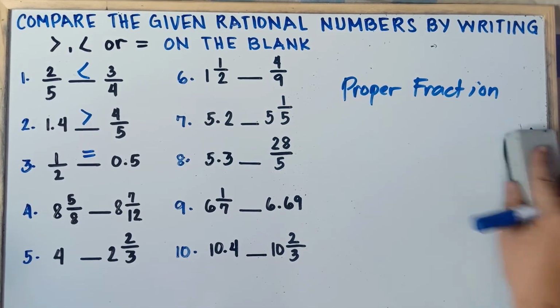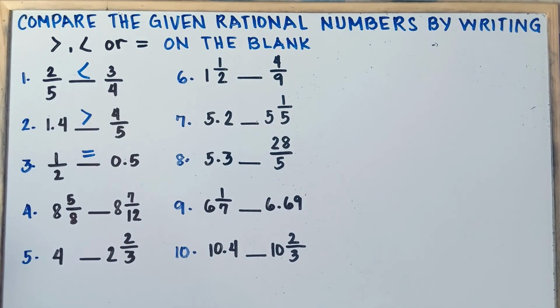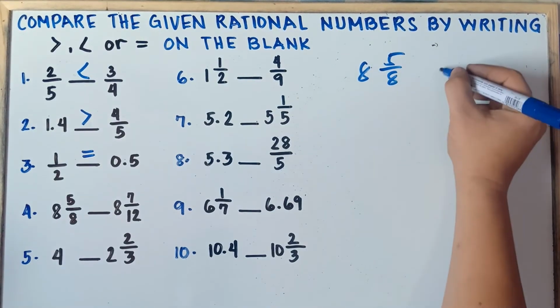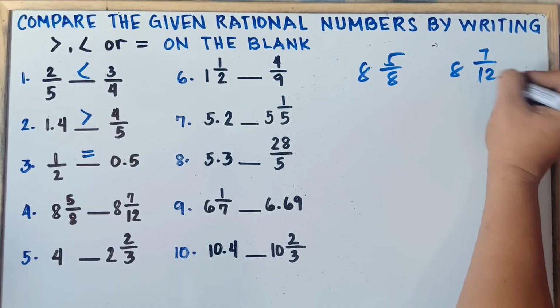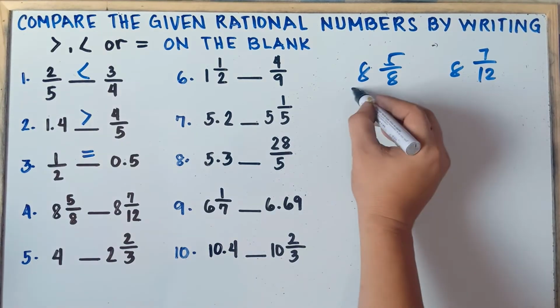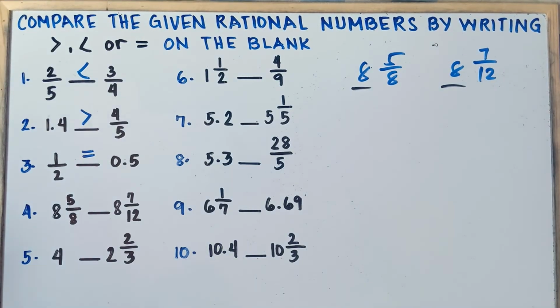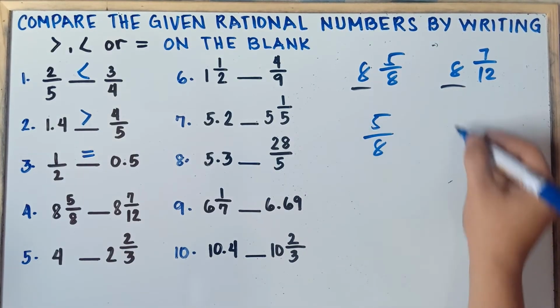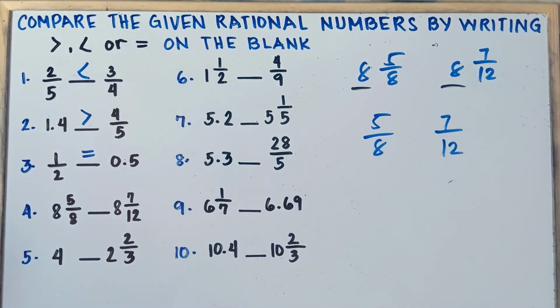Alright, and number 4. So 8 and 5 over 8, and then 8 and 7 over 12. We know that they have the same whole number, so let's just compare the fractions. So 5 over 8, and then 7 over 12. We can just simply cross multiply, class, and we know which is greater. Simple as that, class, if you have fractions.